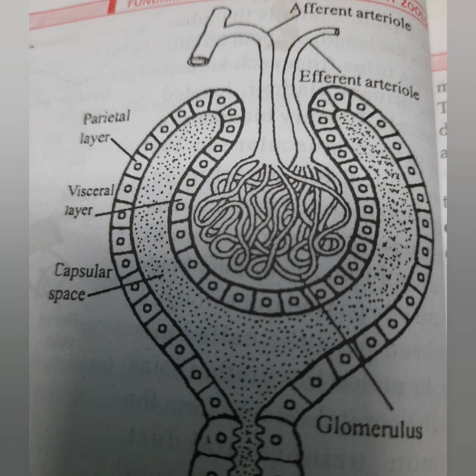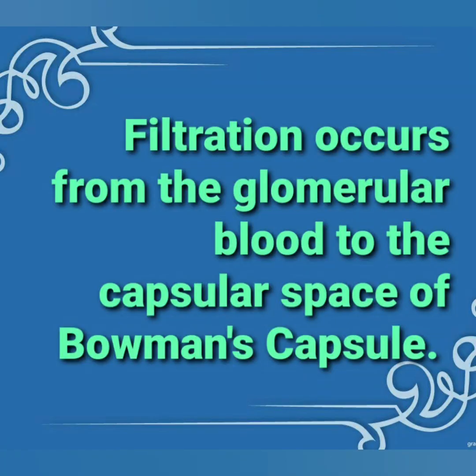This is actually glomerular filtration. There exists a pressure difference of about 10 millimeter mercury between the glomerular blood and the capsular space of Bowman's capsule. This pressure difference acts as the driving force of glomerular filtration. So filtration occurs from the glomerular blood to the capsular space of Bowman's capsule.